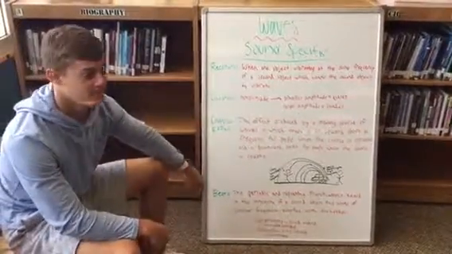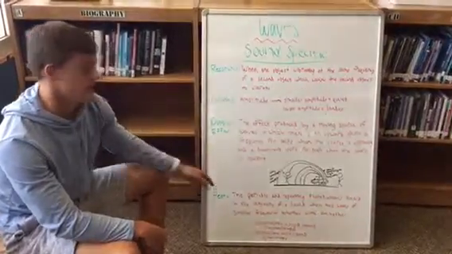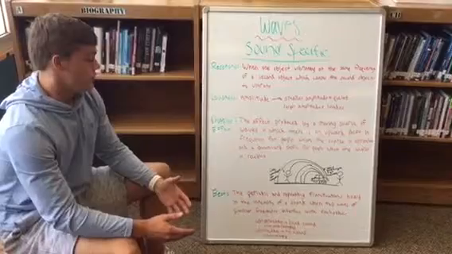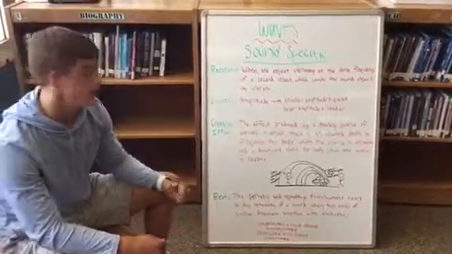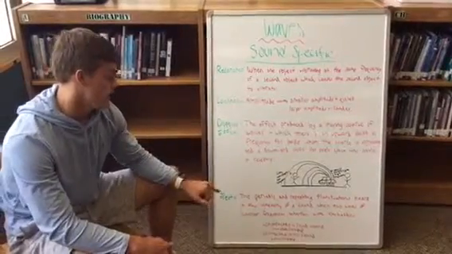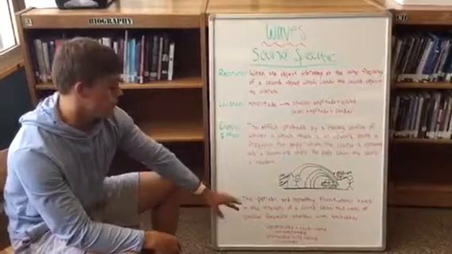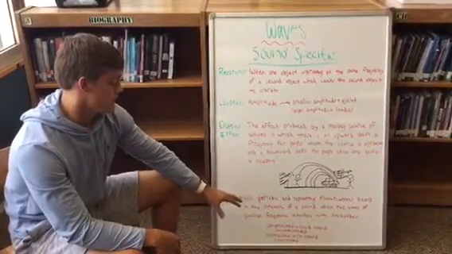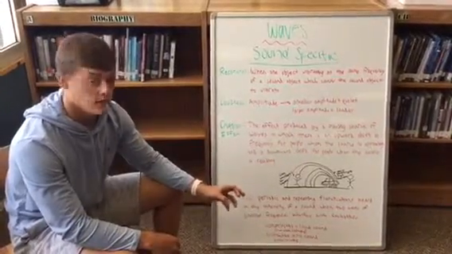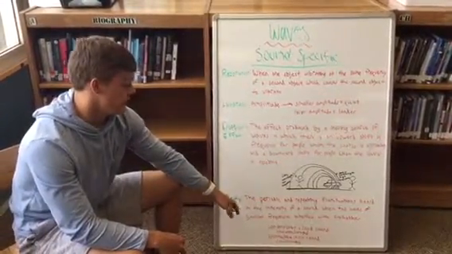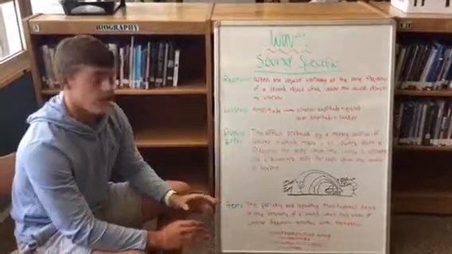Next, we have beats. Now, beats are the periodic and repeating fluctuations heard in the intensity of a sound when two waves of similar frequencies interfere with each other. Previously we described constructive and destructive interference, and this has to do with beats. When constructive interference occurs between two crests or two troughs, it makes a loud sound. But when you have destructive interference between a crest and a trough, it makes no sound at all.